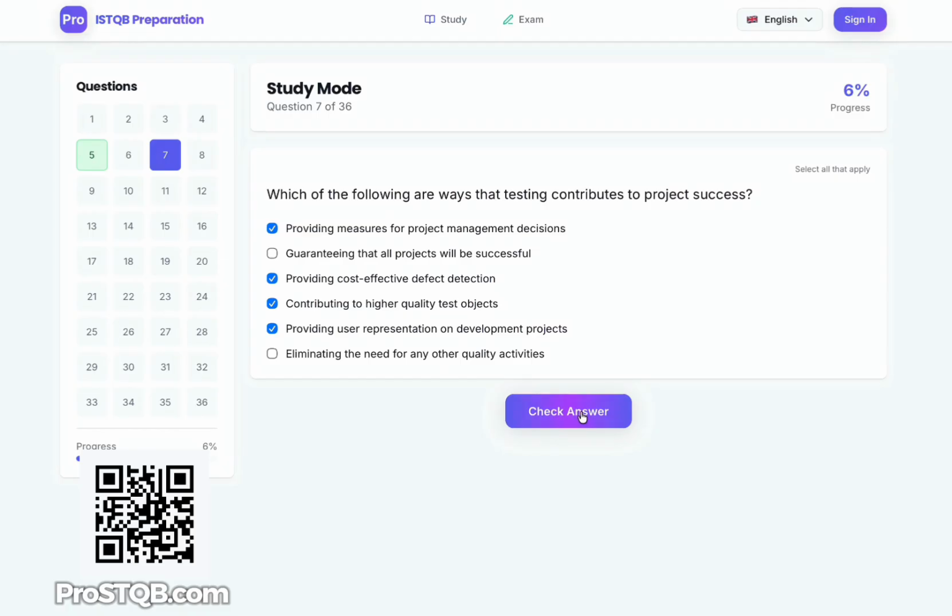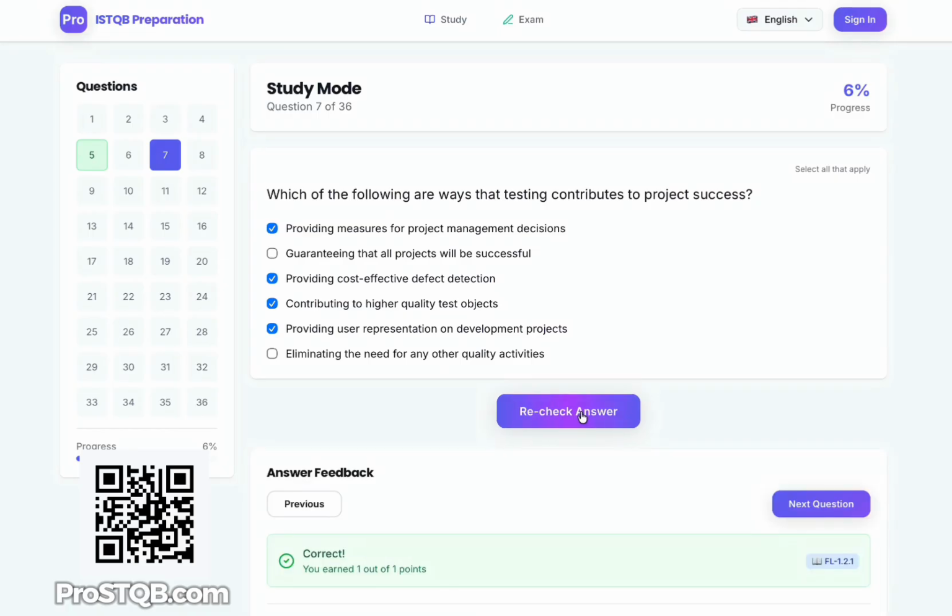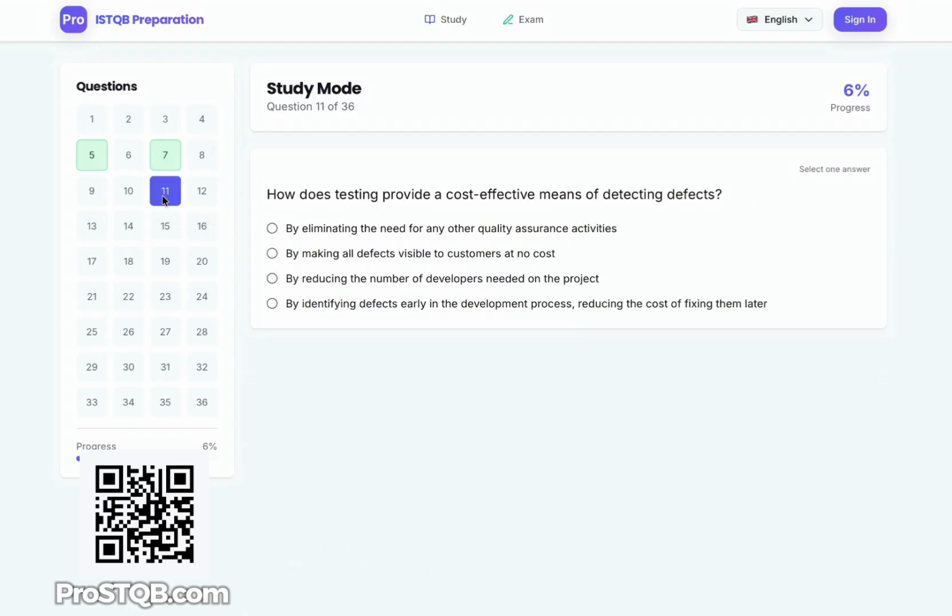And exam rule for this question. Testing supports, provides, helps, and reduces risk. It doesn't guarantee success or replace every other quality activity. Let's go next. Question number 3.